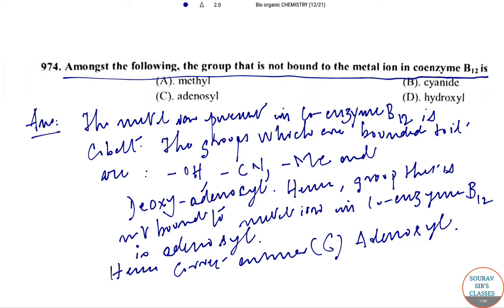Amongst the following, the group that is not bound to the metal ion in coenzyme B12 is: methyl, cyanide, adenosyl, hydroxyl. The metal ion present in coenzyme B12 is cobalt. The groups which are bound to it are OH, CN, Me and deoxyadenosine. Hence, the group that is not bound to the metal ion in coenzyme B12 is adenosyl. Hence, the correct answer is C, adenosyl.